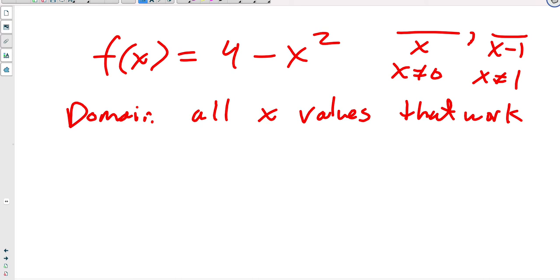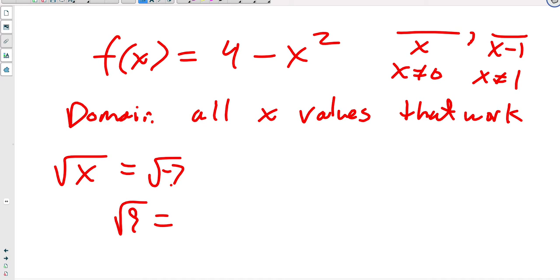Okay, the other time where you have a problem is when you have a square root, because we can't have the square root of, say, negative 7. You can't have the square root of a negative number. Even if you have a number like 9, the square root of that is 3. The square root of negative 9, what is that? 3 and negative 3? Doesn't make sense, because both numbers need to be the same.